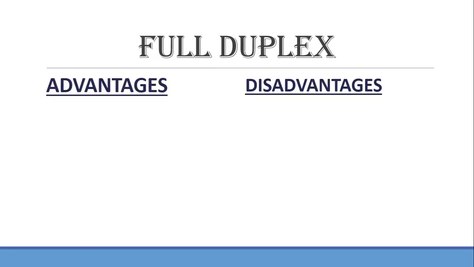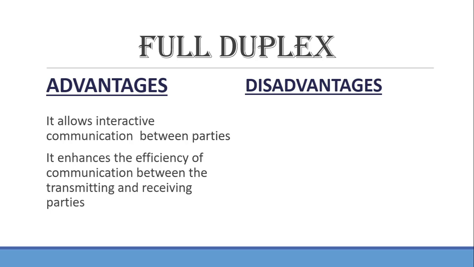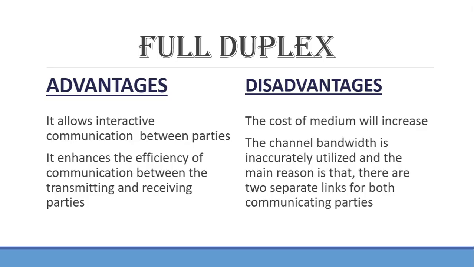So let's discuss the advantages and disadvantages of the full duplex transmission mode. It allows interactive communication between parties, so there is no delay, and the communication is very interactive in full duplex. It enhances the efficiency of communication between the transmitting and receiving parties, right? And for disadvantages, the cost of the medium will increase, right, because it is in both ways, so the medium cost will increase. And the channel bandwidth is inaccurately utilized, and the main reason is that there are two separate links for both communicating parties.